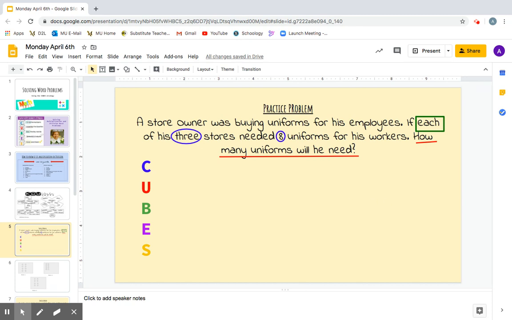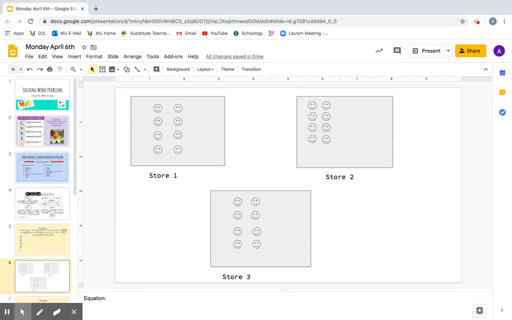Now, I'm going to look at this and I can kind of visualize 3 stores with 8 uniforms in each one. So I have the visualization here, the 3 stores with the 8 uniforms in each. Or you could count all the smiley faces or all the workers in the uniforms because that's the same as multiplication. Multiplication is repeated addition. So the equation would be 8 times 3, which equals 24. So 24 uniforms is what he would need.